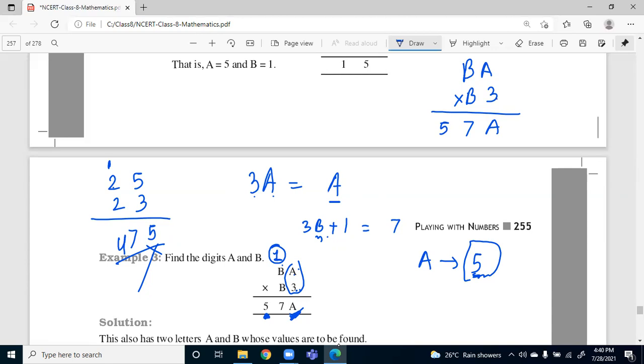So what will be the first step? The first step is 3 into A is 8. This is the first equation. Then the next equation is 3 into B is equal to 7. And the last equation is B into B is equal to 5.